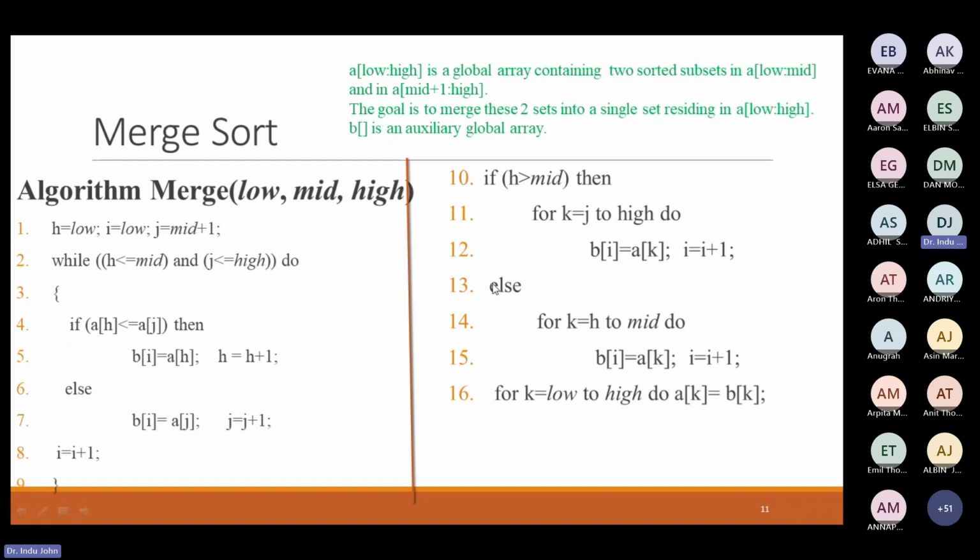Otherwise, suppose the second array is completely copied. In that case, you need to copy the remaining elements in the first array. So that is why for k equal to h to mid, do b of i equal to a of k and i equal to i plus 1.